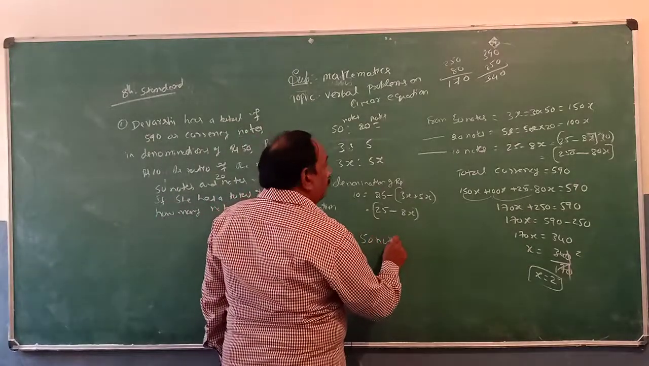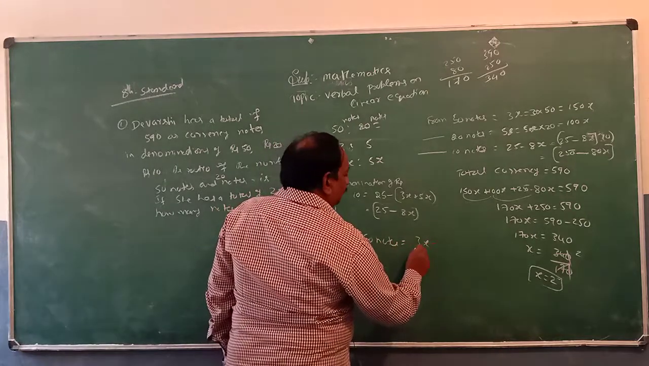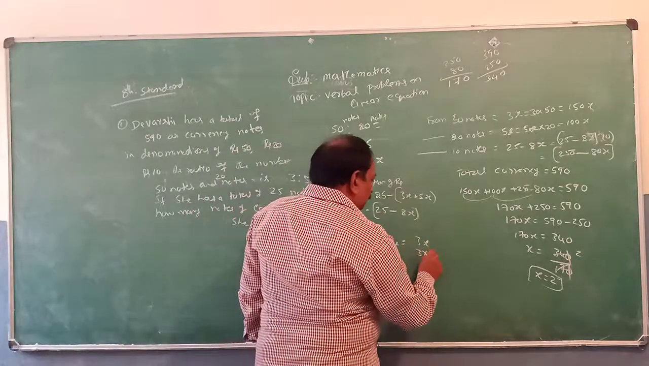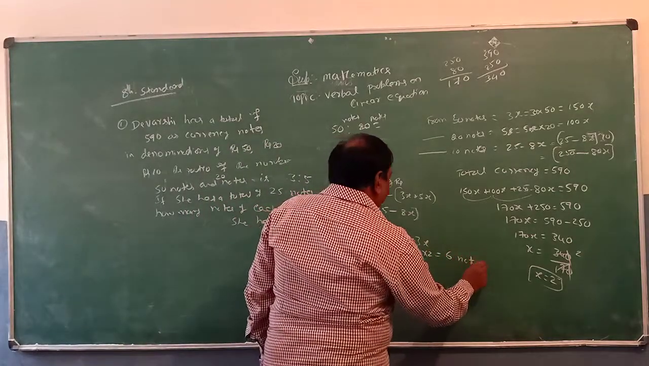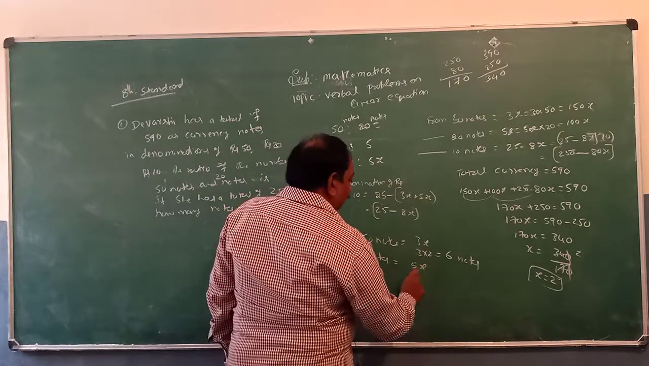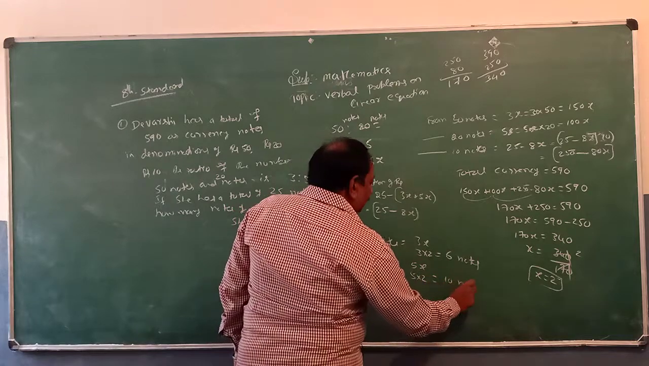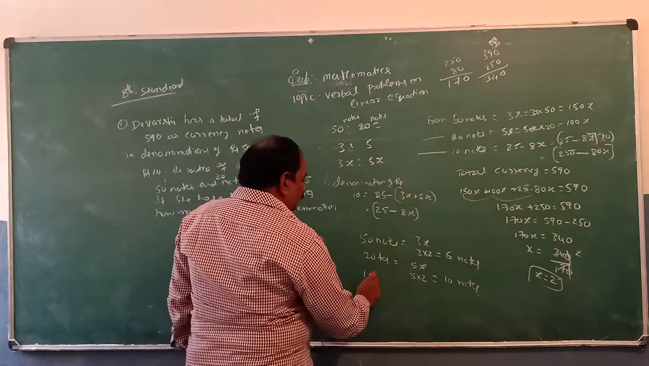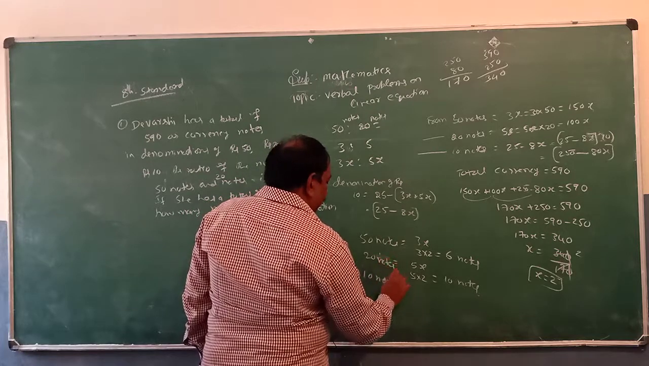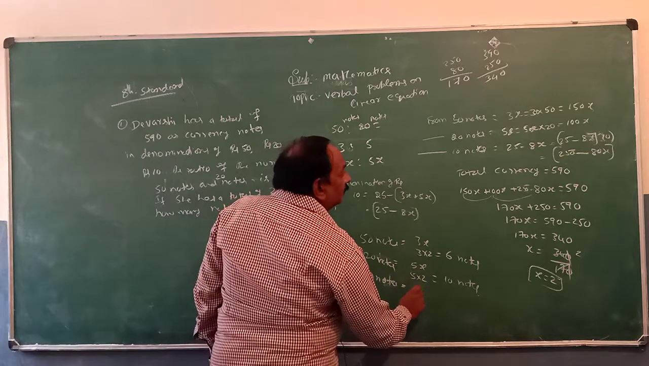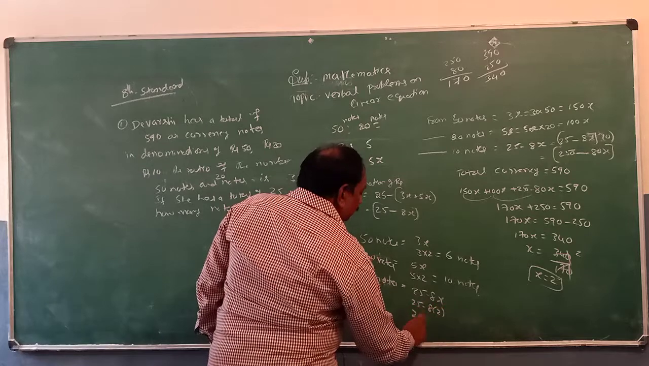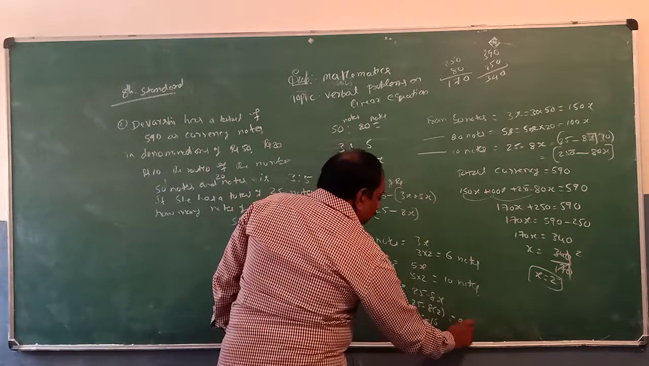We have the currency notes. 50 notes is equal to 3x. 3 into 2, 3 twos are 6 notes. Next, 20 notes, 5x. 5 into 2, 5 twos are 10 notes. Next, 10 notes, that is 25 minus 8x. 25 minus 8 into 2, 25 minus 16, that is equal to 9 notes.